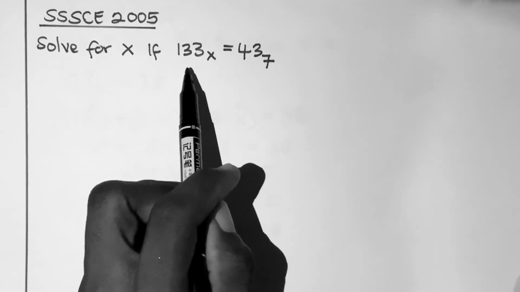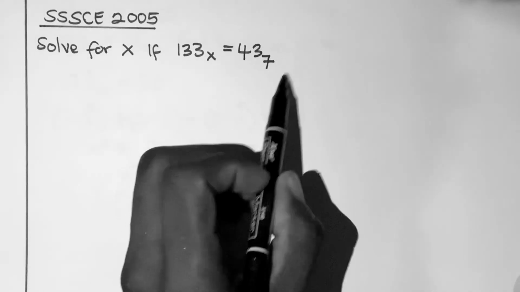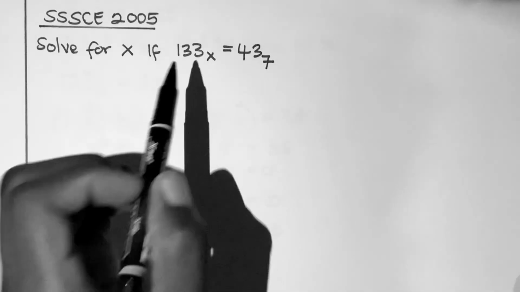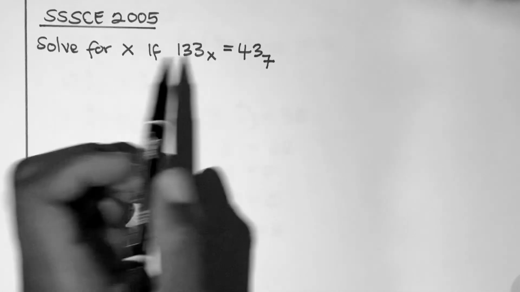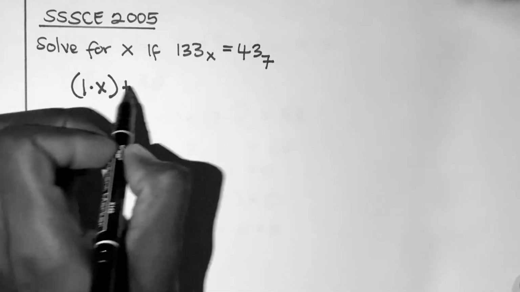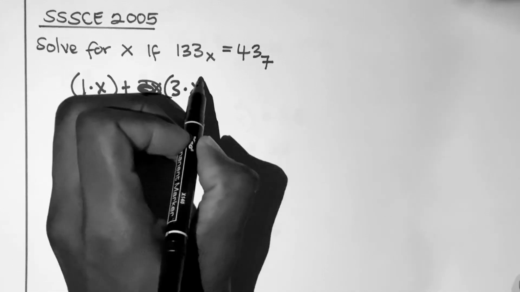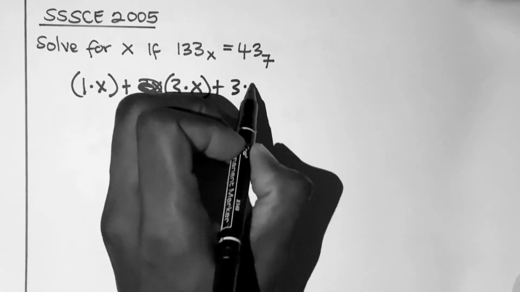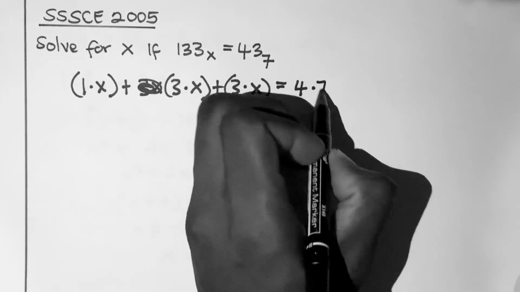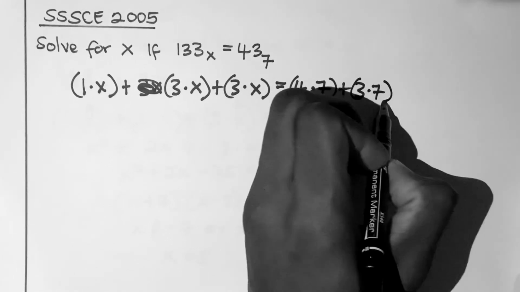Solve for x. 133 base x is equal to 43 base 7. Because this is not in base 10, what we need to do is to convert it to base 10, and we already know how to do it. And then we also convert this one to base 10. So this becomes 1 times x squared, then plus 3 times x, in another bracket, then plus 3 times x to the power 0 in another bracket. This is equal to 4 times 7 in one bracket, then plus 3 times 7 to the power 0 in another bracket.